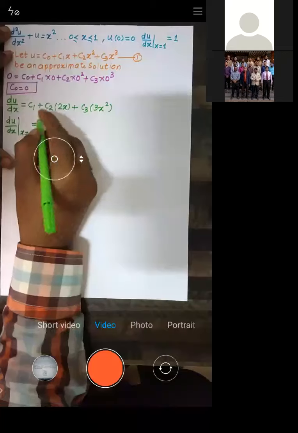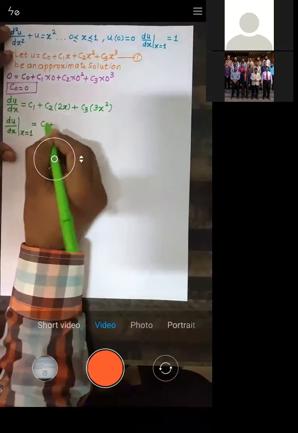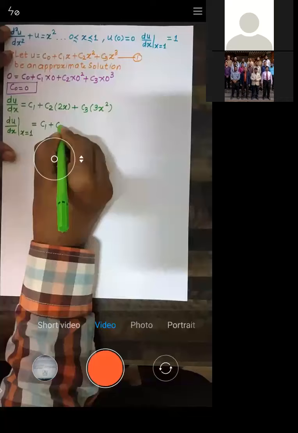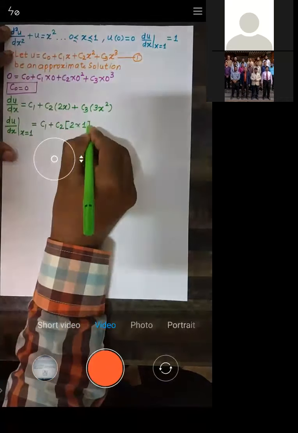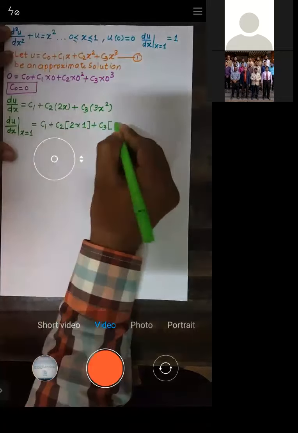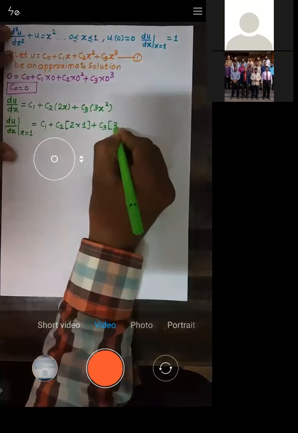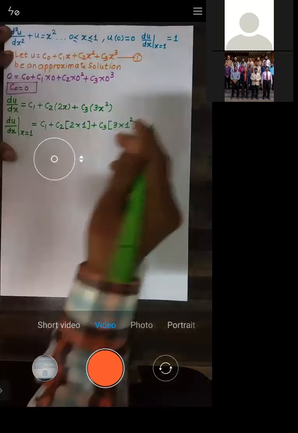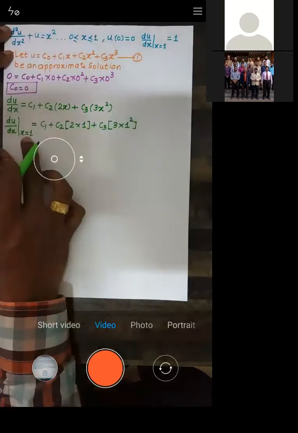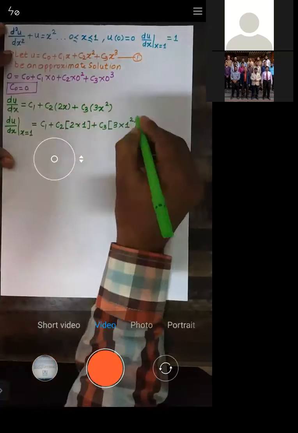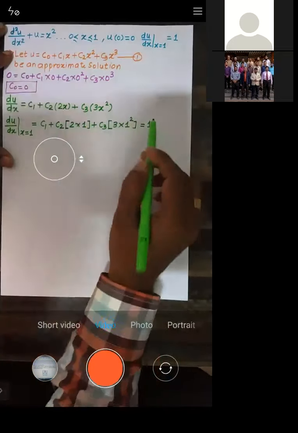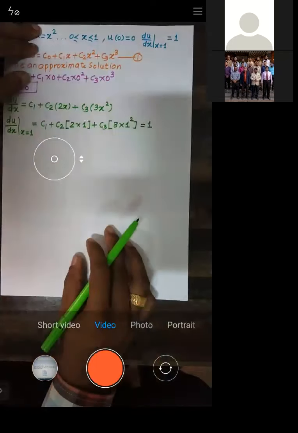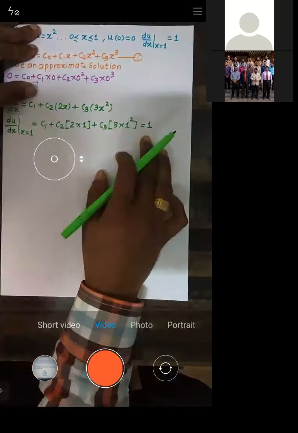So du by dx, when x is equal to 1, is c1 plus c2, into bracket 2 into 1, plus c3 into bracket 3 into 1 square. So in the equation of du by dx, if you put x is equal to 1, your right hand side is equal to 1. So if you just solve it, we have eliminated one constant, c0.